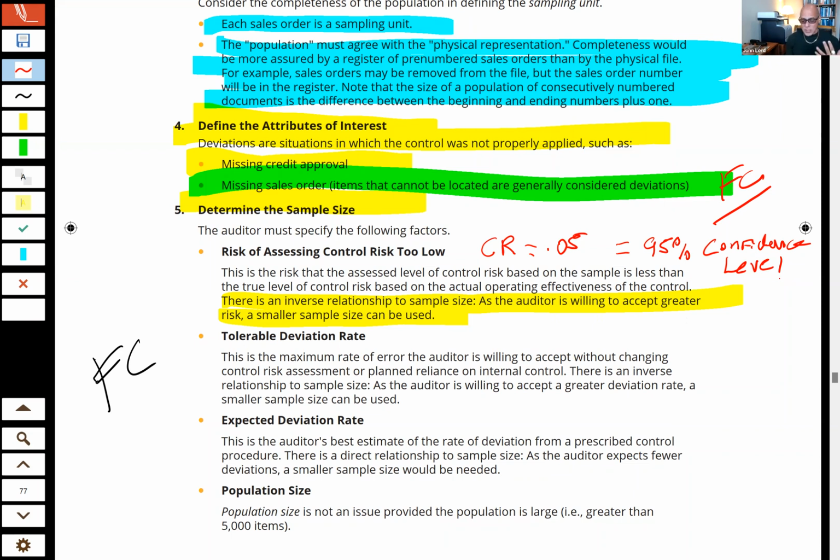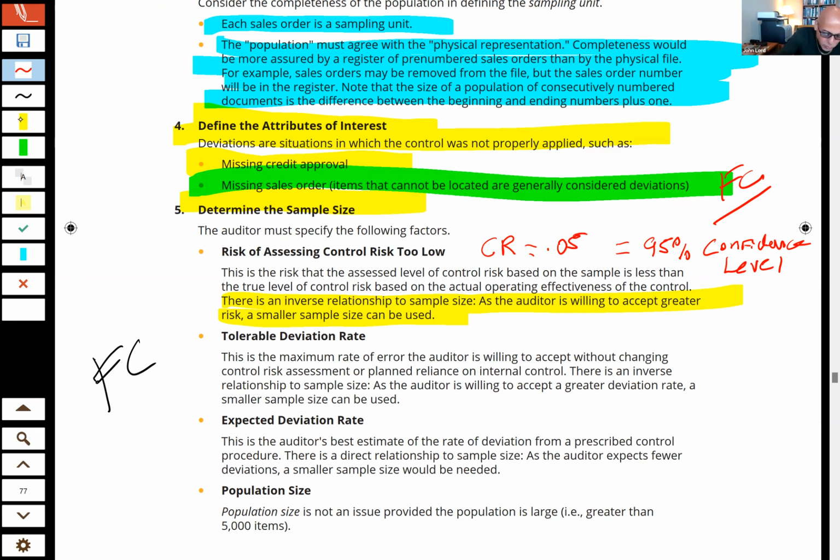We're going to have to deal with some sampling risk, but if we want to keep that risk of assessing control risk too low, notice, Donald, your point: we're focusing on that risk because we're trying to limit the chance that our audit is not going to be effective. So your instinct was well taken here, and that's how we look at it. We don't worry as much about the risk of assessing control risk too high. So that's going to affect our sample size in an inverse manner. The lower you want that risk, the more items you have to look at.